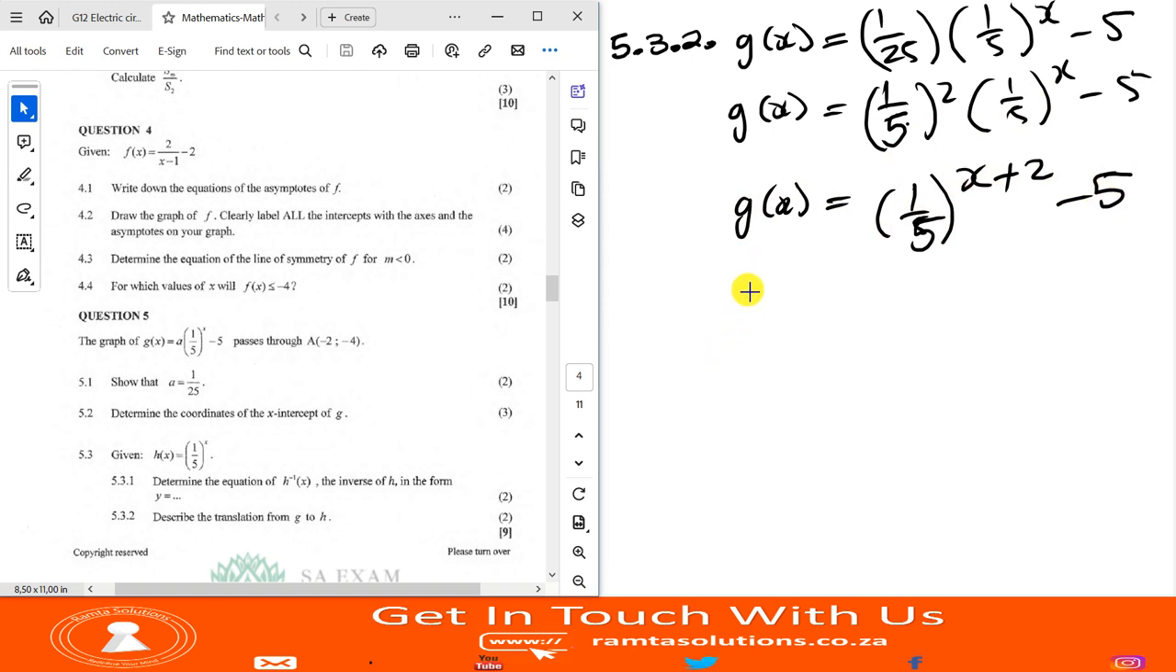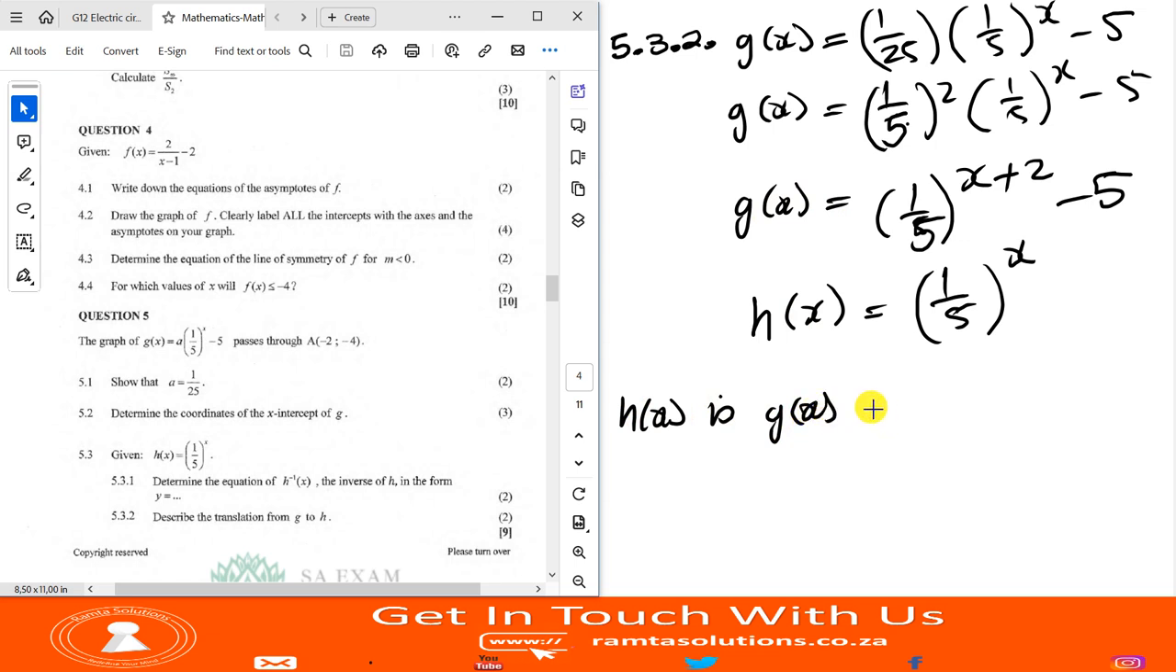Now what was h of x? h of x was 1 over 5 to the x. Remember guys, they say we must describe how we moved from this to this. So I will say h of x is g of x shifted 5 units up.